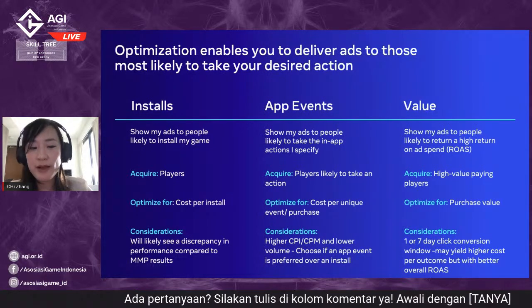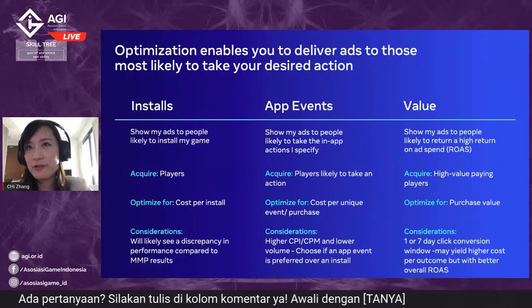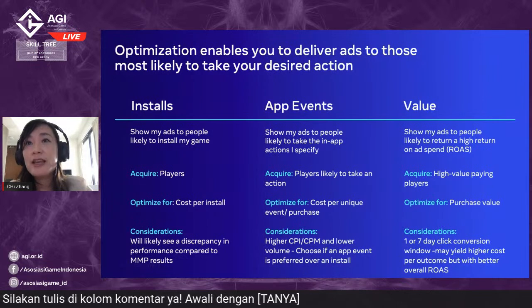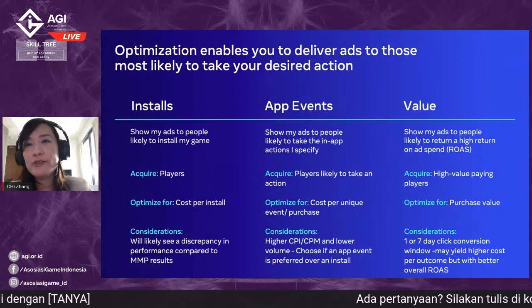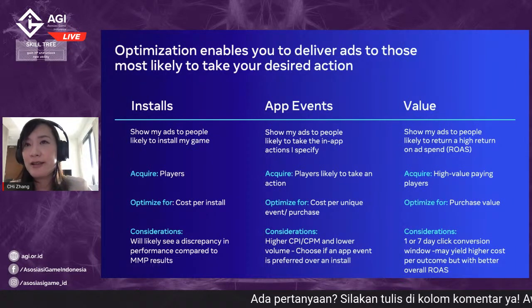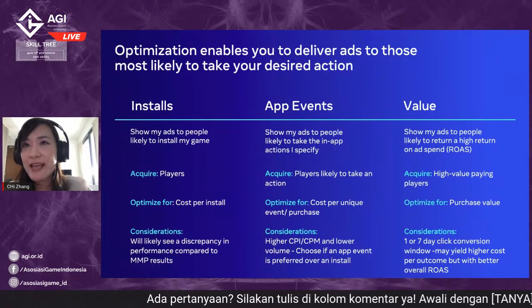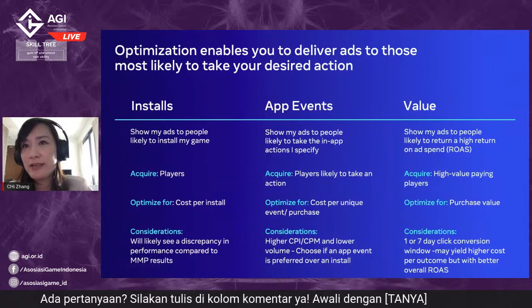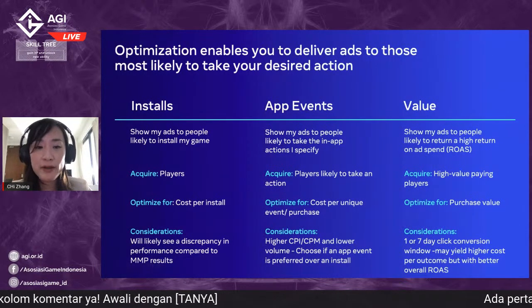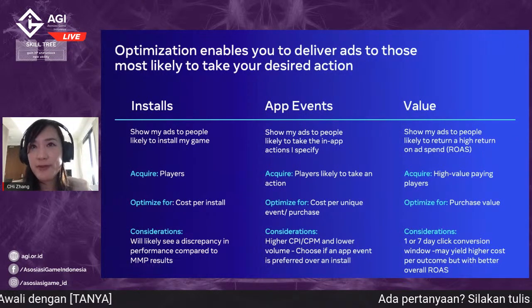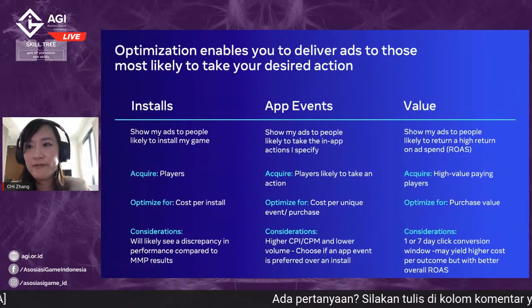The third type of optimization is value optimization, or in short, VO. In VO, we will be delivering ads to people who will be likely to give you a higher return on ad spend, or ROAS. And here we directly optimize for purchase value. So here are the three commonly used optimization methods available on Facebook.